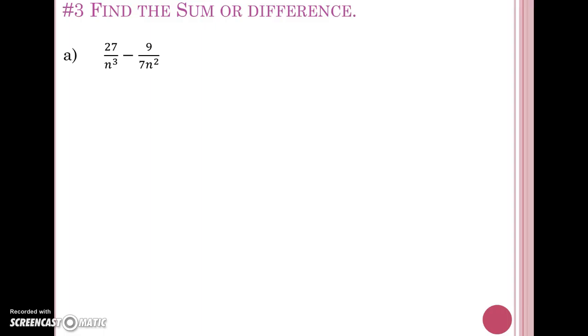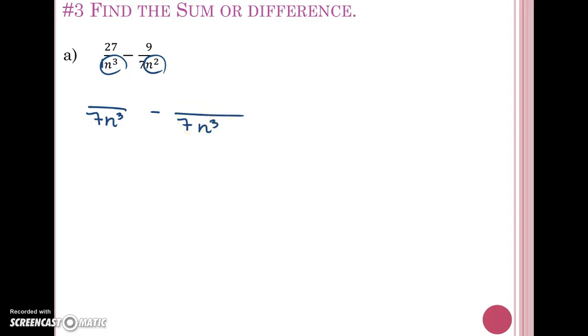So I'm looking at these and they don't have the same denominator. So I'm going to have to find that first. Now this is a 1 and this is a 7. What would your LCD be if you just had a 1 and 7? Well, it'd be 7 because the smallest number they can both go into is 7. Then you have your n's. You have n cubed and n squared, and they could both fit into n cubed.